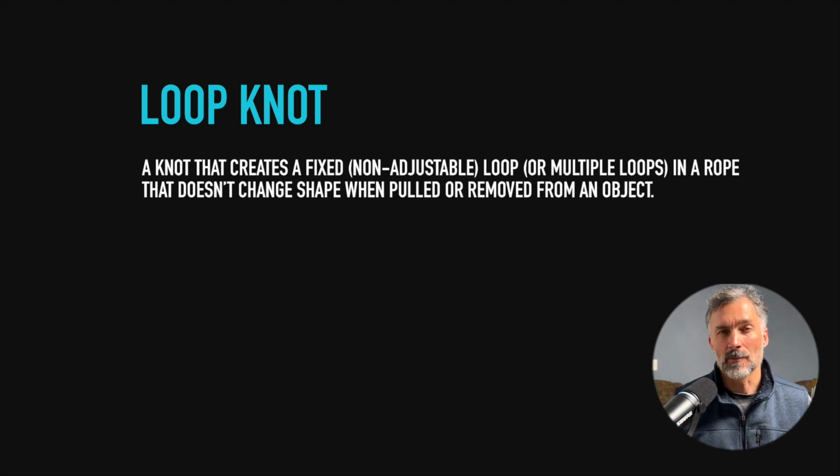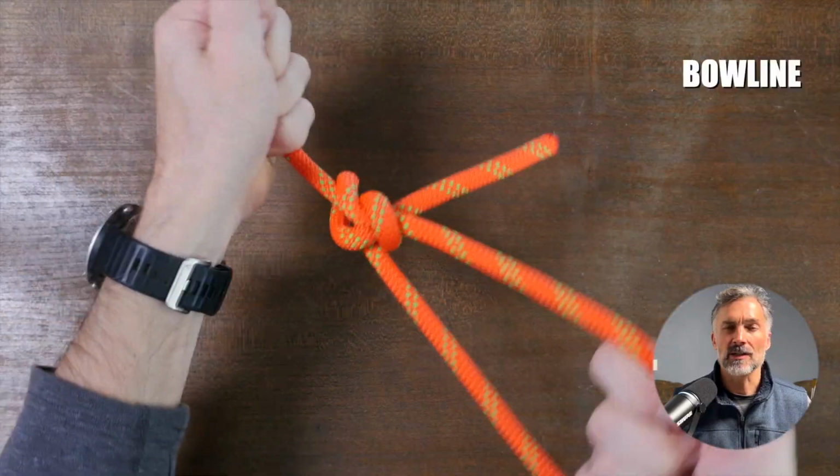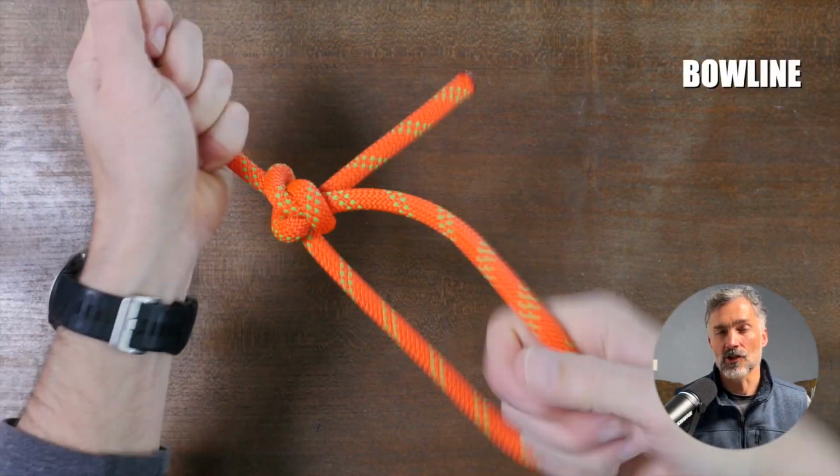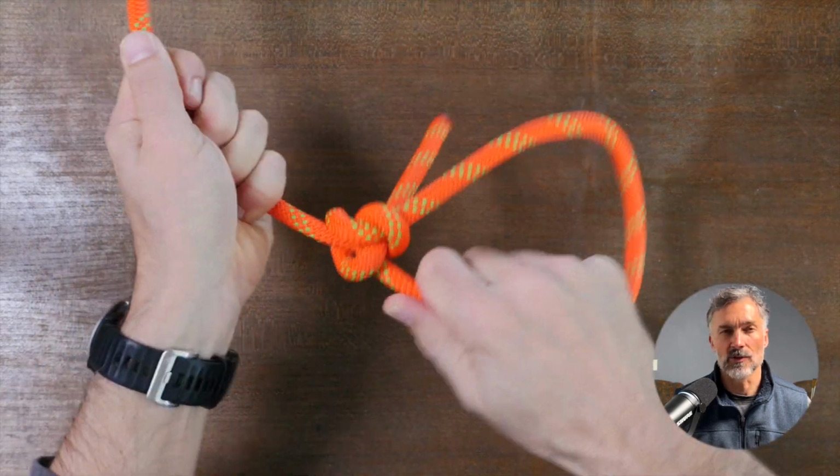So loop knots, by definition, are knots which form a fixed, non-adjustable loop in a rope. They don't change shape when they're removed from an object. A good example of a loop knot is the common bowline. You can see how with the common bowline, I can pull on the loop and it doesn't change shape. It's non-adjustable. In comparison, a hitch knot, like the poacher's knot, is adjustable.